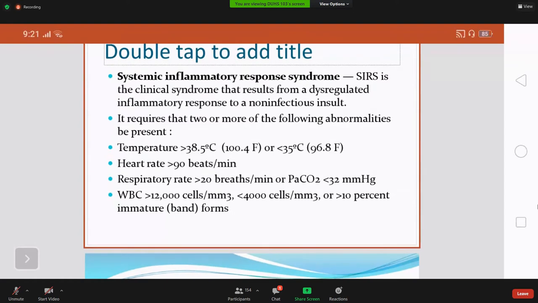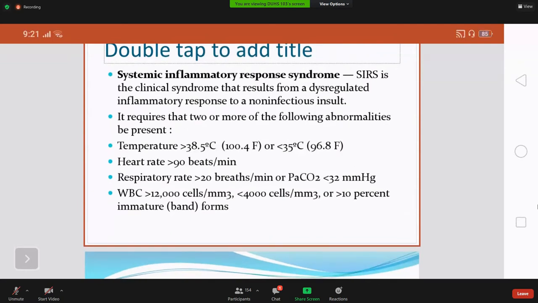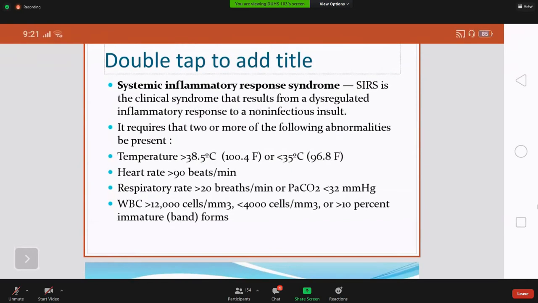The abnormalities that we get are a temperature greater than 38.5, or in Fahrenheit, greater than 100.4 degrees Fahrenheit or less than 96.8 degrees Fahrenheit. A heart rate greater than 90 beats per minute. A respiratory rate greater than 20 breaths per minute, or a partial pressure of carbon dioxide less than 32 millimeters of mercury. Meaning, if a person is hyperventilating, if they have a high respiratory rate, then they're going to wash off the carbon dioxide. This is also one of the criteria of SIRS.